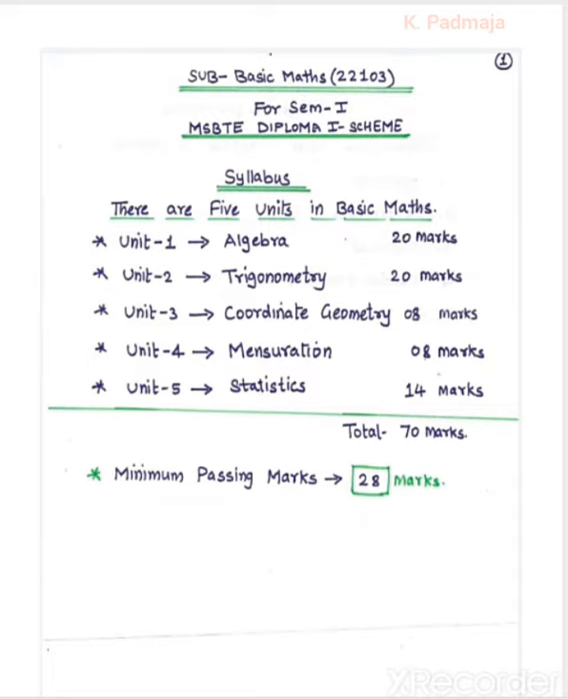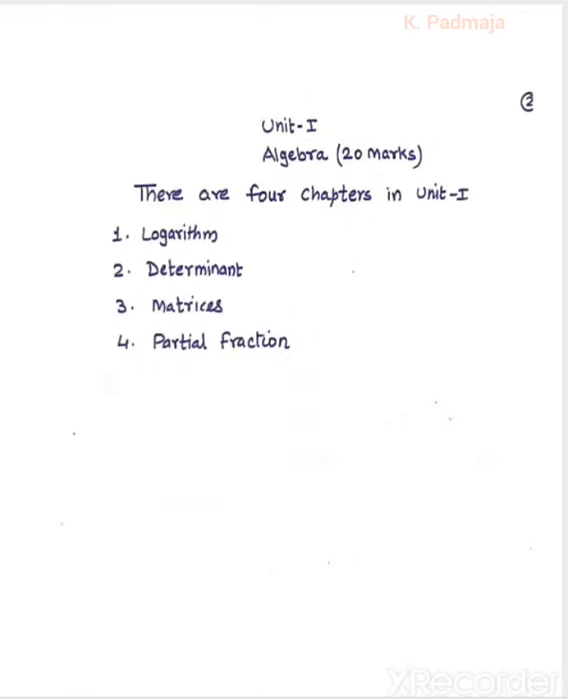Okay, so we will start unit 1, that is algebra. There are 4 chapters in this unit. First chapter is logarithm, second chapter determinant, third chapter matrices, and fourth chapter is partial fraction. So in unit 1 we have to learn 4 chapters: logarithm, determinant, matrices, and partial fraction.